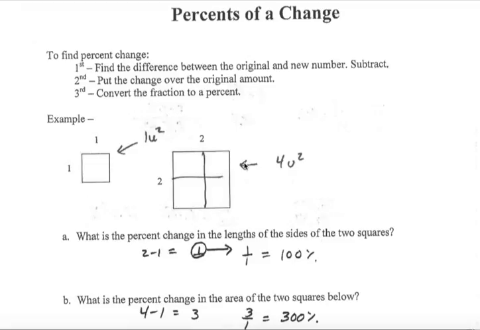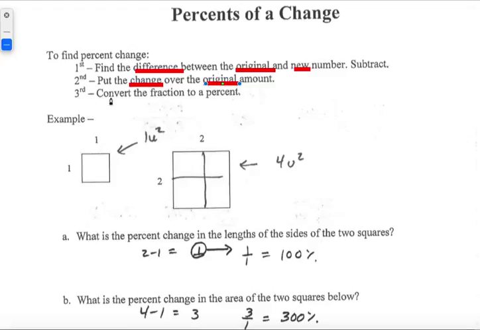Okay, so today's lesson is on percents of a change. To find percent change, the first thing we need to do is to find the difference between the original and the new number. This is done by subtracting. The second step is to put that change that we've just calculated over the original amount. That's always change divided by original.